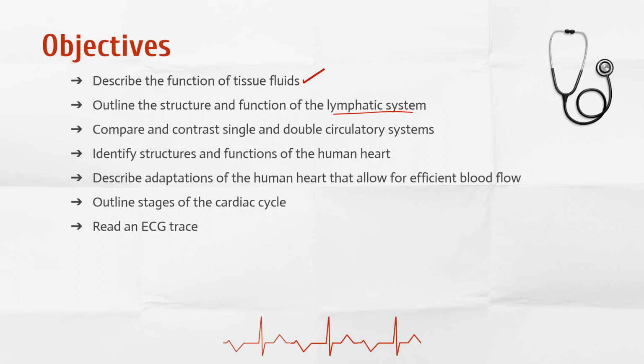We're going to identify structures and functions of the human heart. We're going to describe adaptations of that human heart that allow for the efficient flow of blood. We're going to outline stages of the cardiac cycle and then read an ECG, also known as an EKG trace.